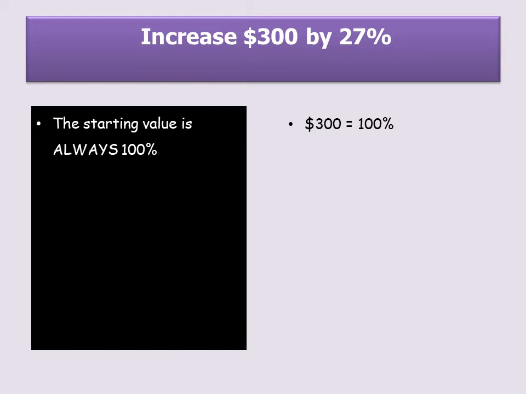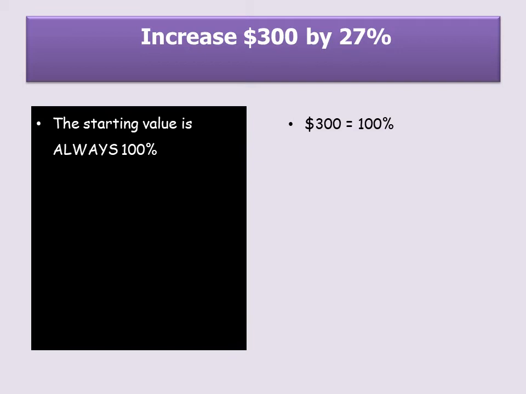There are a few things that you need to know before you do this question. One, the starting value is always 100%. What do I mean? I am increasing 300. So that means that you have $300 to start with. So let's say you're going to go and invest your money. So you go to the bank, the money that you have in your hand that you're going to put in an account, that's your starting value. So you have the full 100, you have the full amount. So starting value is always 100%. That's what you have. That's the full amount.